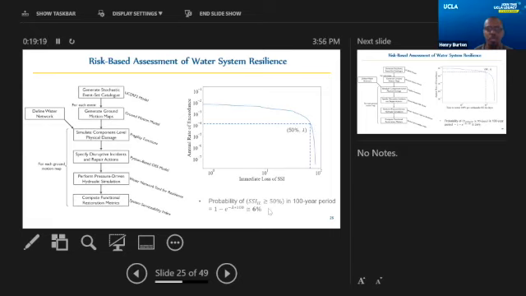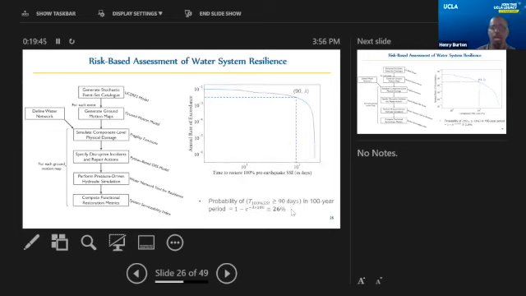So one of the things you can do is say, okay, what's the probability of exceeding some level of immediate loss within, say, a 100-year period. I mentioned before that you can look at it from a life cycle perspective. And for this particular system, we found that there's a 6% probability that the immediate loss exceeded 50% within a 100-year period.